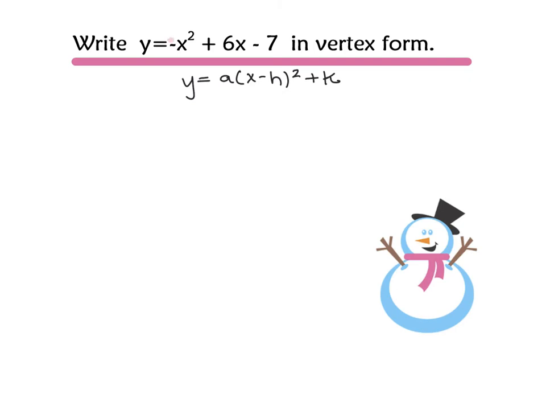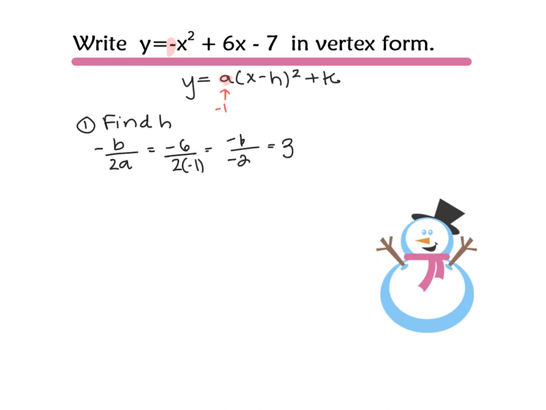So again, when you do this problem, out in front I have my a value, and so that is really a negative 1. To get my h, I use negative b over 2a. My b value is 6. My a value was negative 1. That gets me negative 6 over negative 2, and that's really just 3. So my h value is 3.